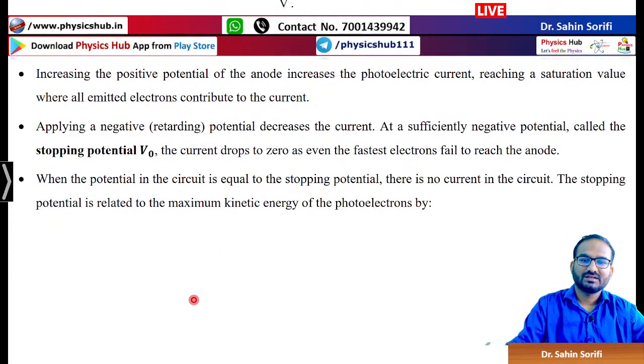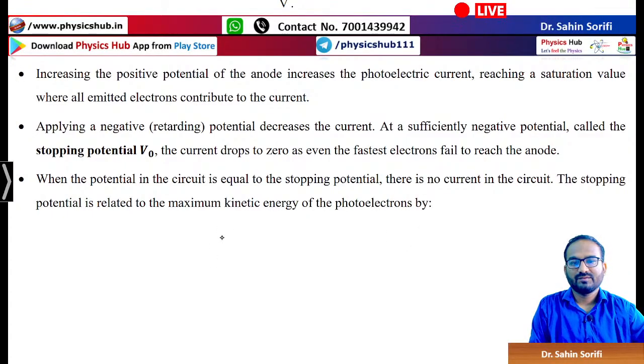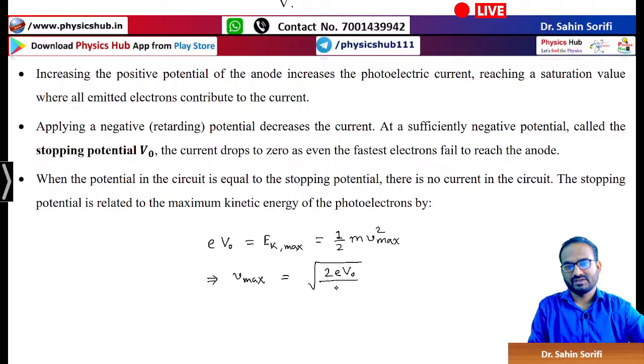And how can we relate the stopping potential with the maximum kinetic energy of the photoelectron? So let's say you have applied V0 potential. What is the energy corresponding to V0? We just need to multiply by the charge of an electron. So eV0 is the energy. This would be equal to the maximum kinetic energy, which is half m Vmax square. And from this we can calculate the value of the maximum velocity of the electron. So this will be square root of twice eV0 divided by m.